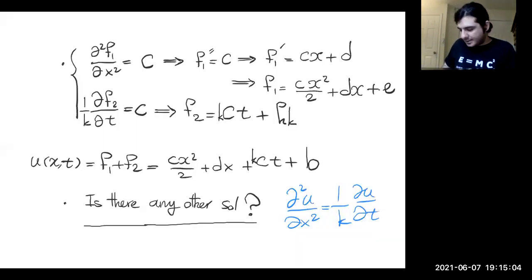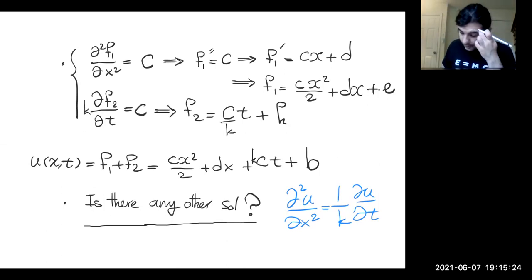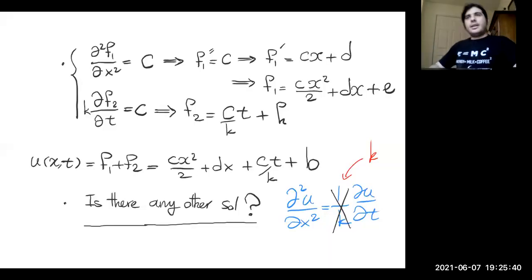Yeah, that is correct. So this is not 1 over K. This was my mistake. This is K. So it would be C over K plus a constant. And later in the solution it also would be C over K times t. Okay, let's continue.